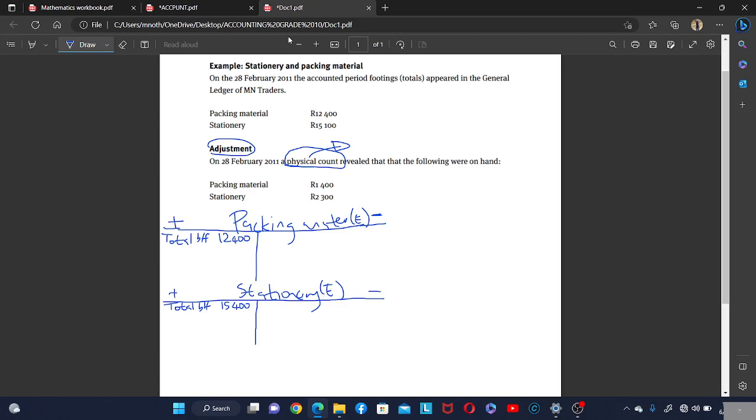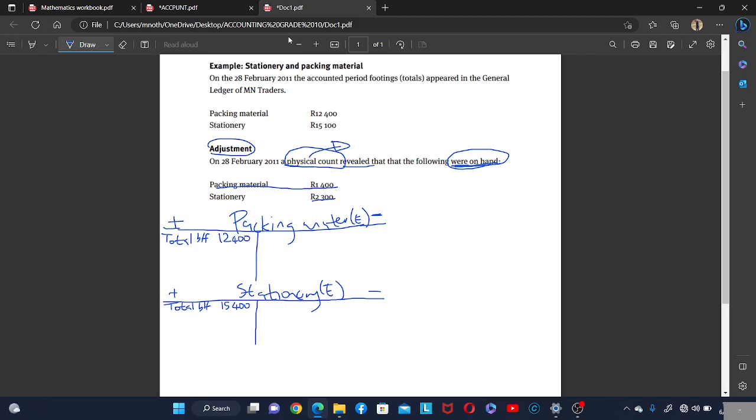Okay, so on 28 February 2011, a physical stock count revealed the following that were on hand. So if they are saying that they were on hand, it means that these are unused items, because they are on hand. Okay, we have a packing material, which is 1,400. And then we have a stationery unused again, which is 2,400.